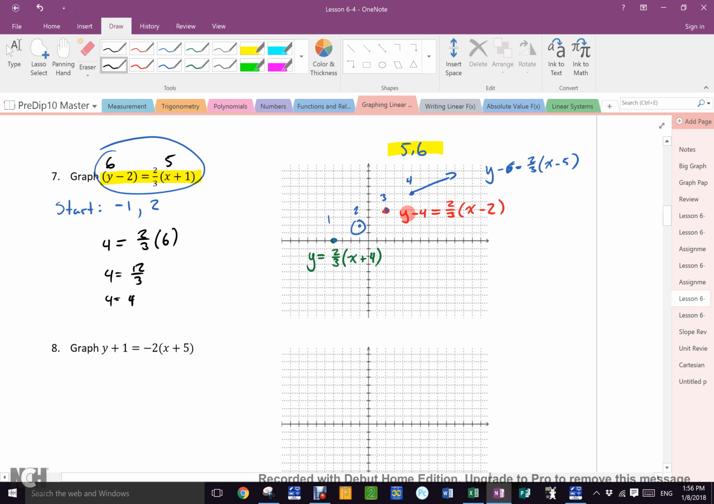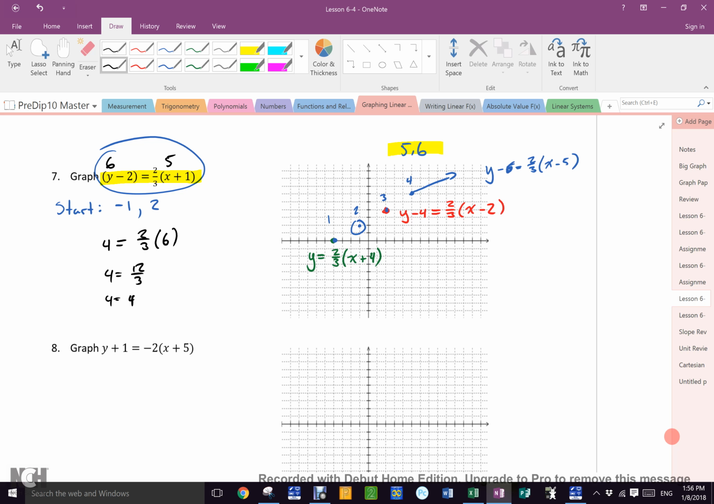What would happen if I put in this point, which was 2 and 4? Would it work? Yeah. What's 4 minus 2? 2. And what's 2 plus 1? 3. 3 times 2 is 6 divided by 2 is 2. Everybody cool? It always works. Is everybody good? All right.